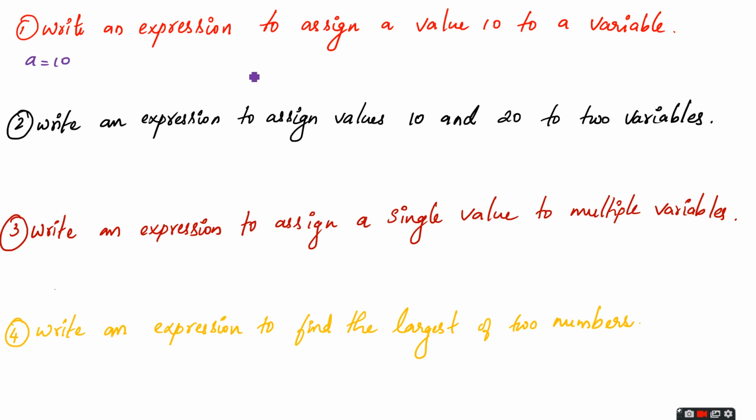Suppose the question is like this. Write an expression to assign a value to a variable. If the question is like this, they didn't mention the value. We can take the value as x. So we can write like this, a equal to x. So this is the answer.